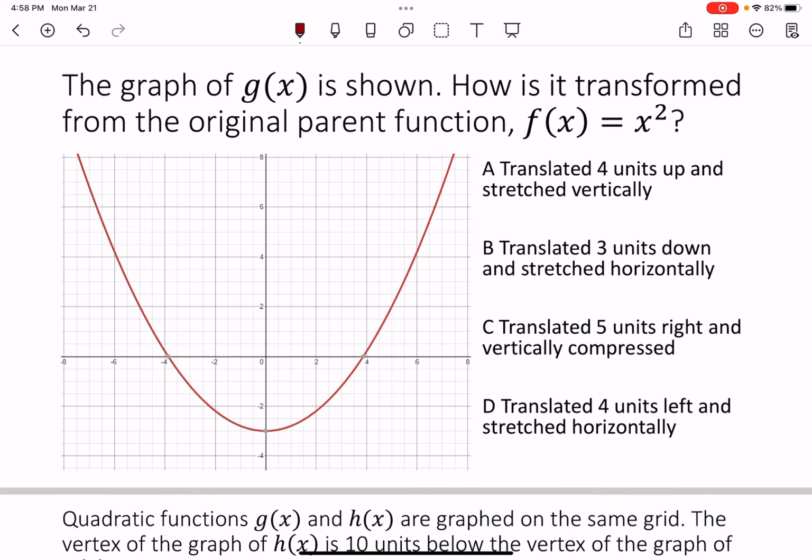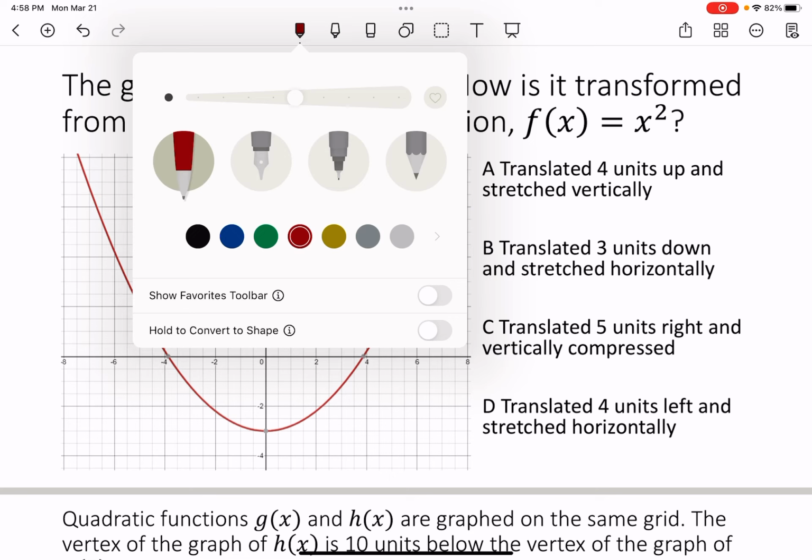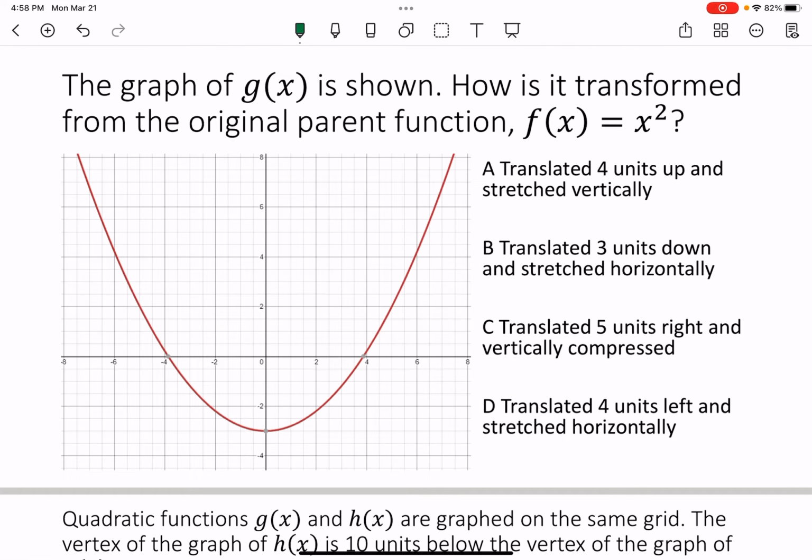Okay, this gives you the graph of g of x and asks how it's transformed from the original parent function f of x equals x squared. Remember, f of x equals x squared is centered at the origin. It has a vertex there, and it goes through the points negative 2, 4 and 2, 4. So I'm just going to sketch in that graph. It looks like this. Okay, so how does this change from that graph in red?